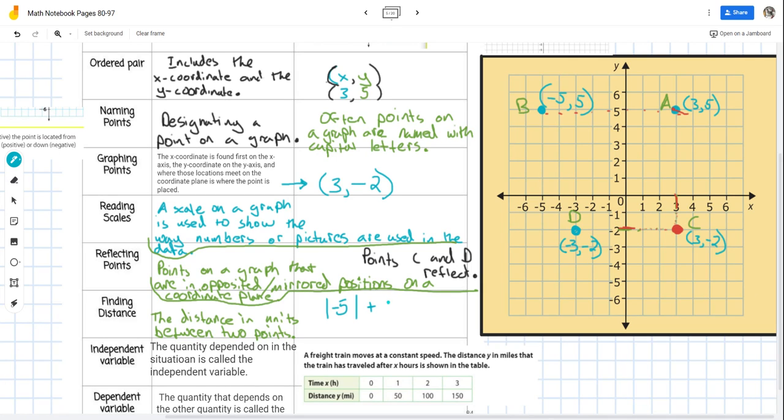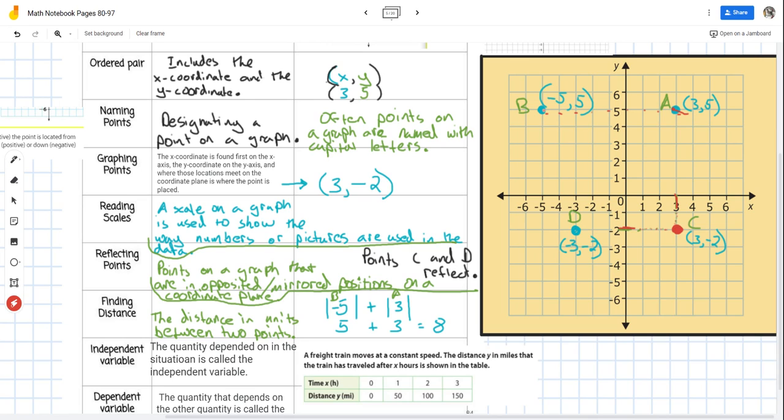So I'm going to add these absolute values up. So -5 and 3 is what I'm doing here. The absolute value of -5 is just 5. So I'm going to have 5 plus 3, and that equals 8. So the distance between B and A is 8.